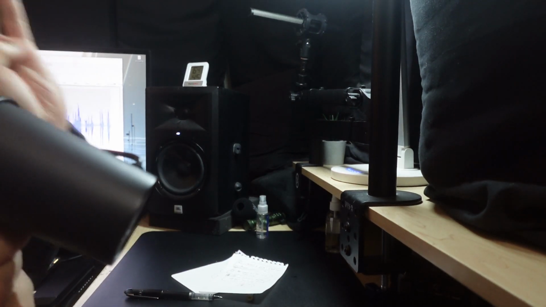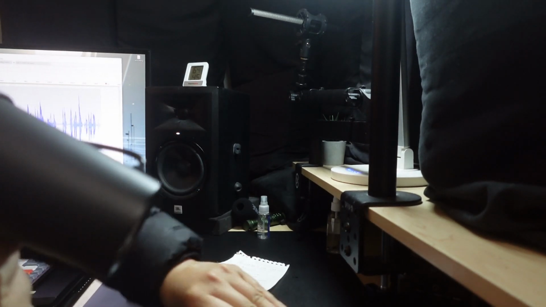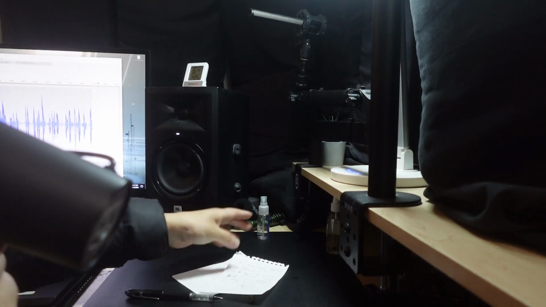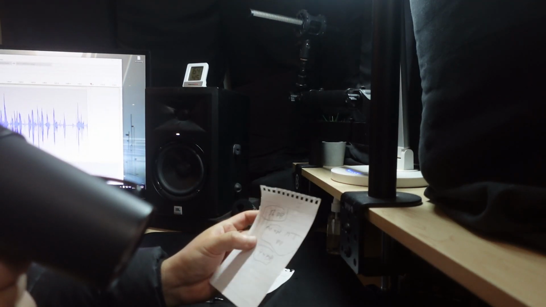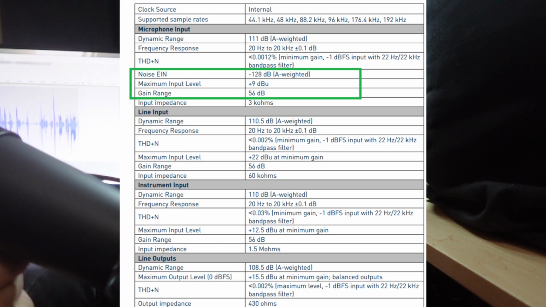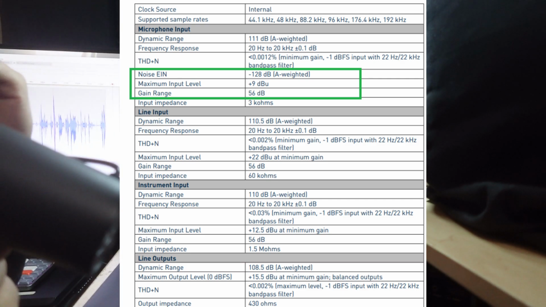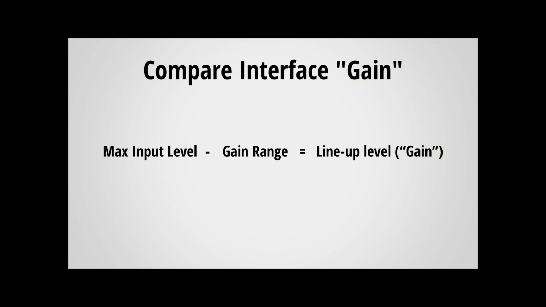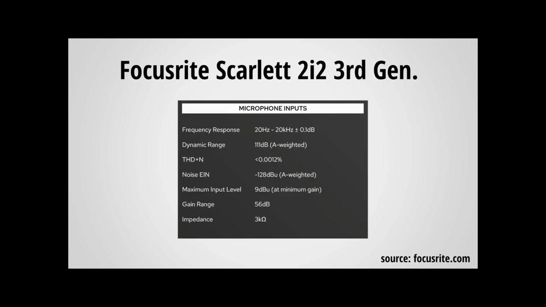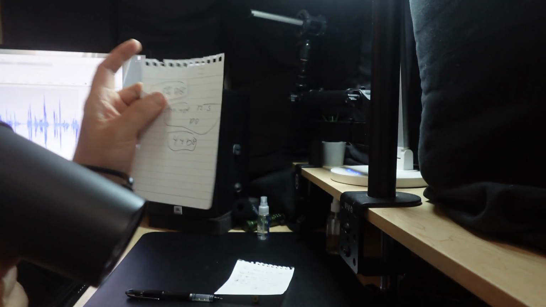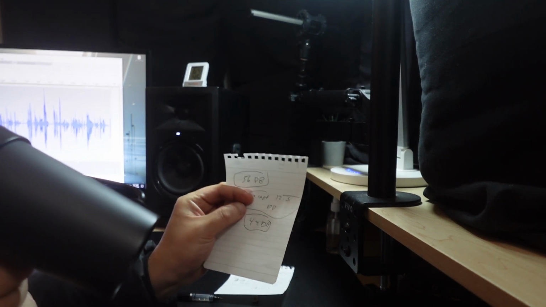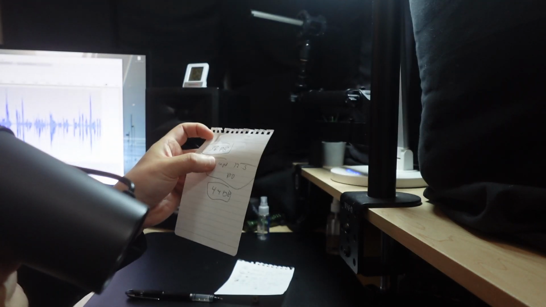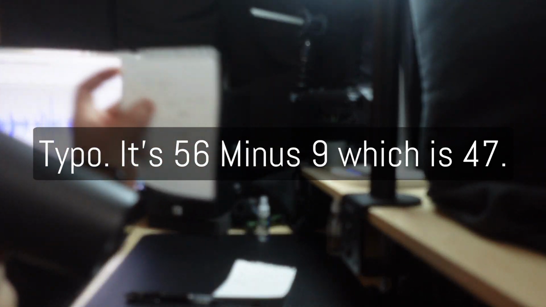Point number four. This is the Focusrite Solo, 3rd Gen. According to the specs, it has a gain range of 56 decibels. However, according to Julian Krauss, that's not the true gain. Take the maximum input level, subtract it from the gain range, and this gives you the true gain. Here's an example: the 2i2 has a maximum input level of 9 dBU and a gain range of 56 dB. You subtract the maximum input, which would be 12.5 decibels, from 56 decibels, which is 44 decibels.